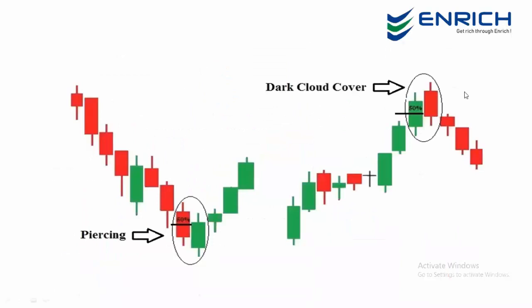So this is a comparison between piercing and dark cloud cover. The piercing pattern happens after a downtrend. You see there is a 50% mark here, and the second candle closes above the 50%. In dark cloud, the second candle closes below the 50% of the first candle. Remember that.